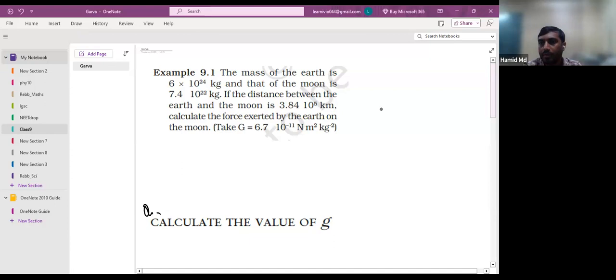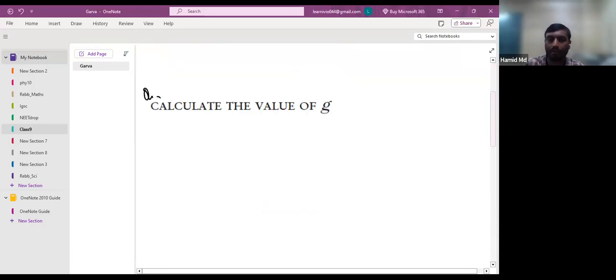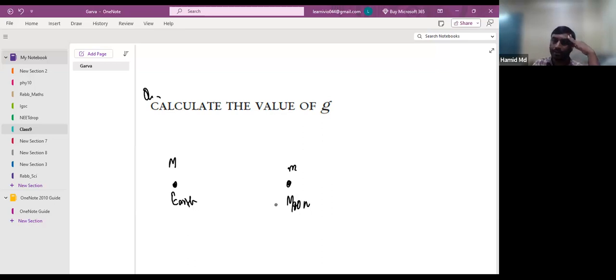So let me show you. Suppose we have two objects, right? Like this is our Earth and here it is the Moon. Clear? Suppose the mass of Earth is capital M and the mass of Moon is a small m. Clear? And the distance between these two objects is, suppose, d. Clear?